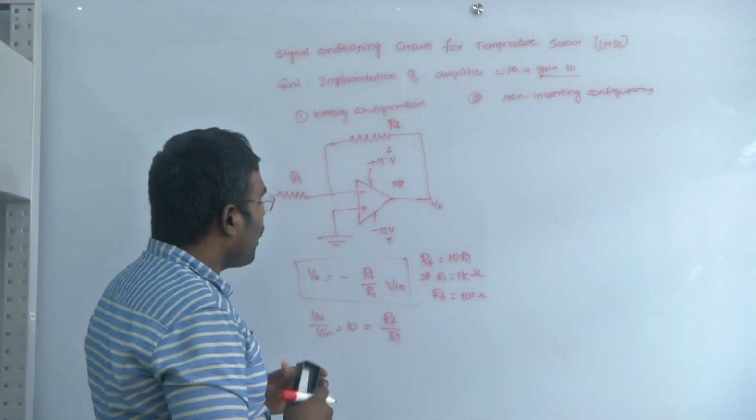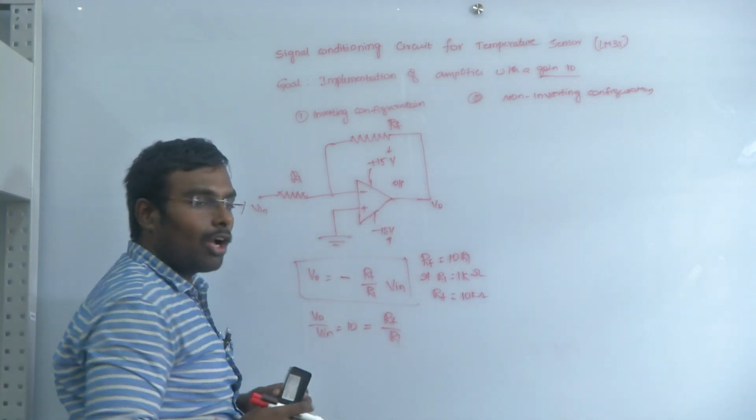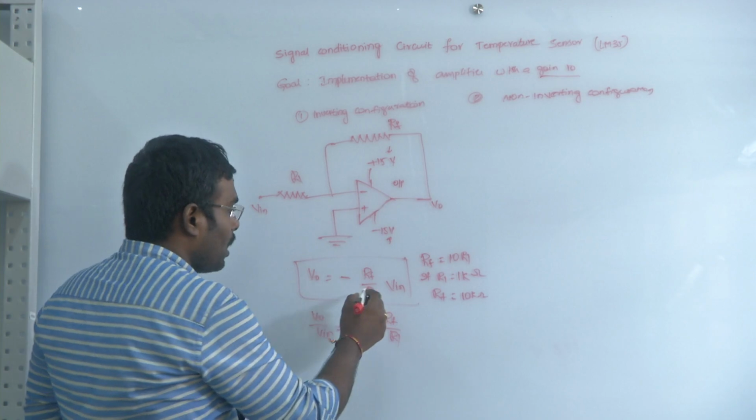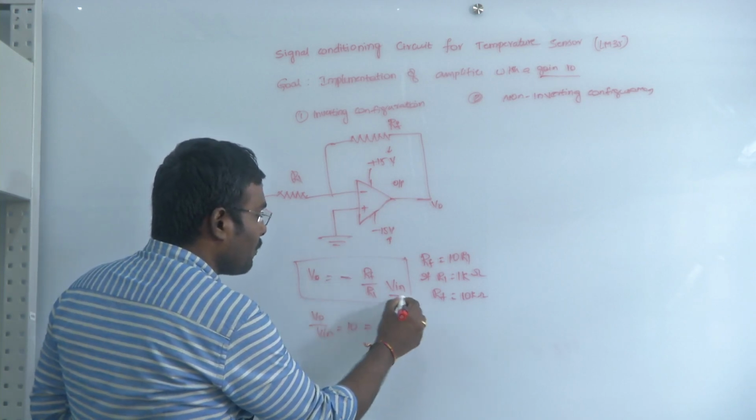But the problem in this case is that since it is an inverting op amp configuration, the output voltage will always be out of phase with Vin.